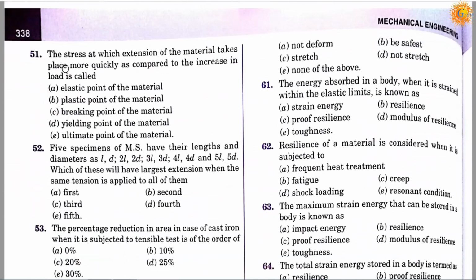Question number 51. The stress at which extension of the material takes place more quickly as compared to the increase in load is called: option A, elastic point of the material; option B, plastic point of the material; option C, breaking point of the material; option D, yielding point of the material; and option E, ultimate point of the material. Correct answer is D, it will be yielding point of the material.